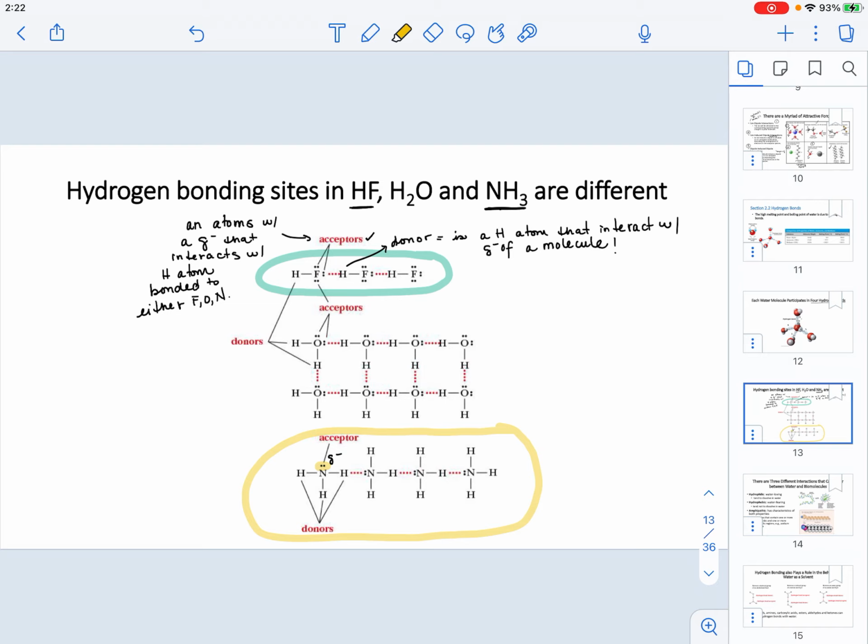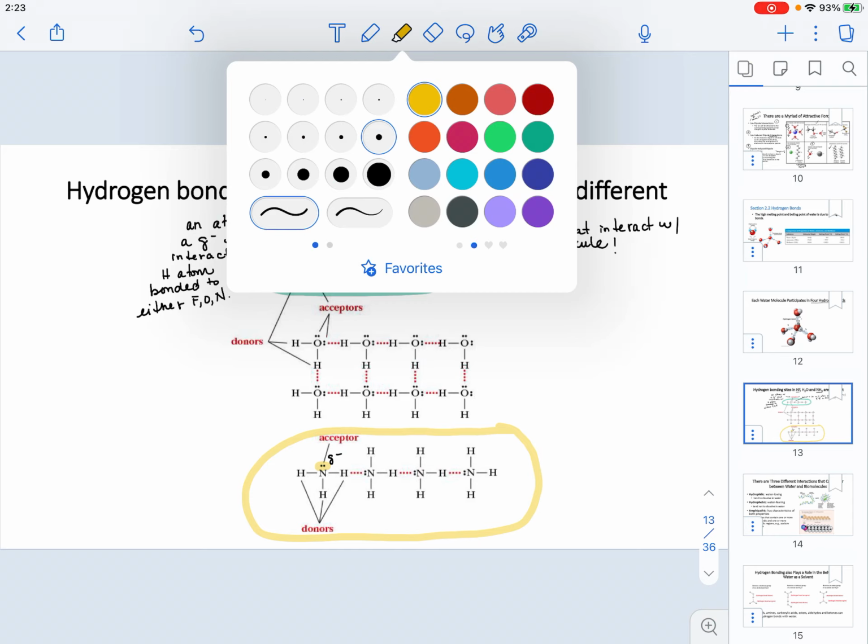Now, if we look at how many donor sites it has, it has 3, one on each of the hydrogen atoms. But when we look at 2 ammonia molecules, there is only one acceptor site compared to 3 donor sites, and that's why we also see a limited number of hydrogen bonding events.